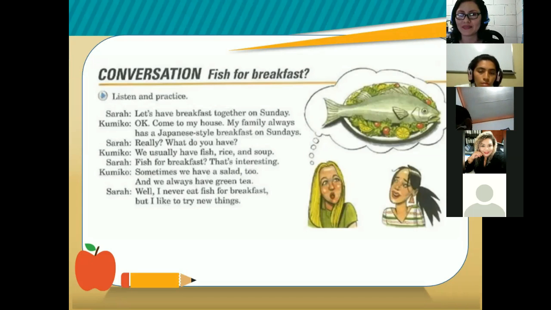Let's have breakfast together on Sunday. Okay, come to my house. My family always has Japanese-style breakfast on Sunday. Really? What do you have? We usually have fish, rice, and soup. Fish for breakfast? That's interesting. Sometimes we have a salad too, and we always have green tea. Well, I never eat fish for breakfast, but I like to try new things.